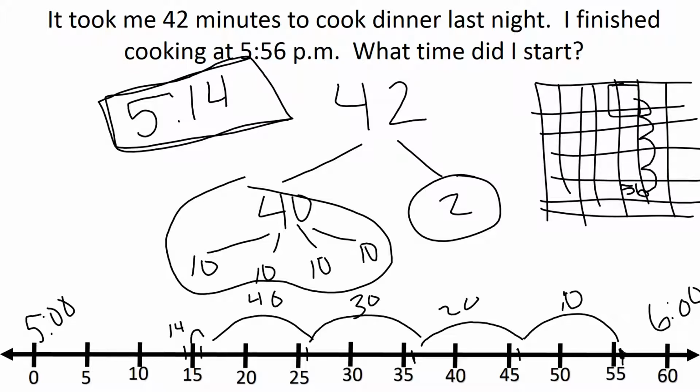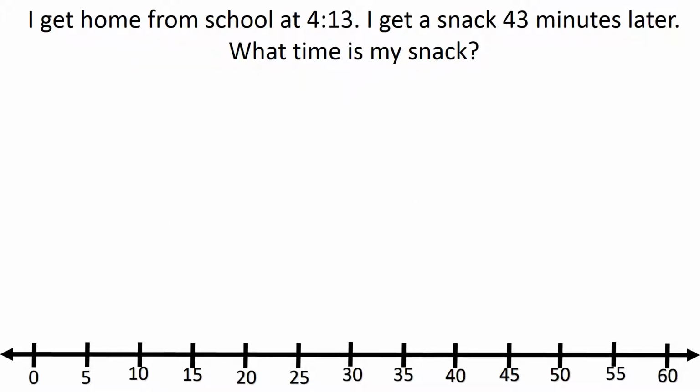Okay? I get home from school at 4:13. I get a snack 43 minutes later. What time is my snack? So my first step, I think, is to plot 4:13 on this number line. You've got 4 o'clock on this side.